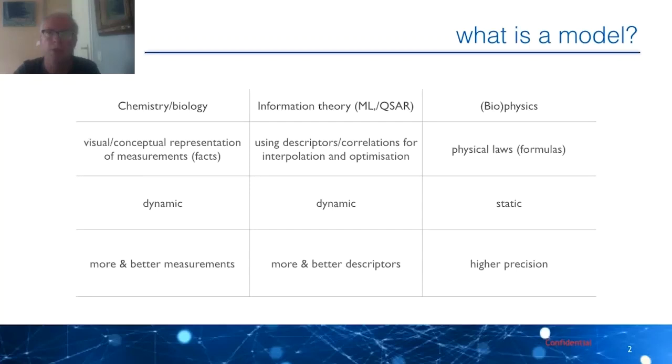In biophysics, the situation is slightly different because you base your model on physical laws. So models are usually formulas which describe something in terms of something else. It's more or less static. So once you have a model, the model will always give you the same result, unless you change the model by including more phenomena or by considering higher precision. But as it stands, the model will always give you the same. So it's good to keep this in mind if we're going to discuss the models.